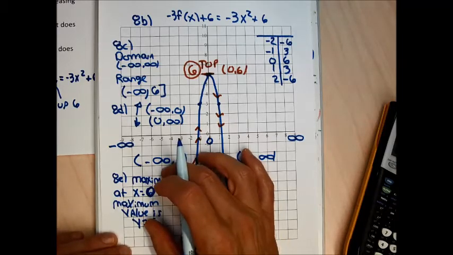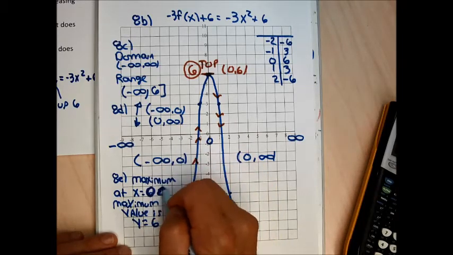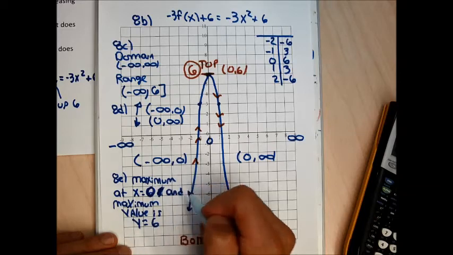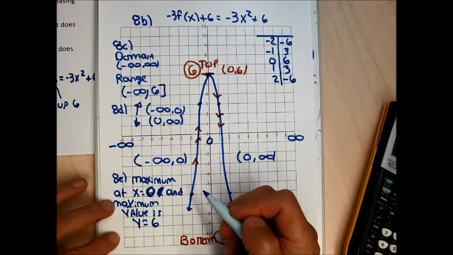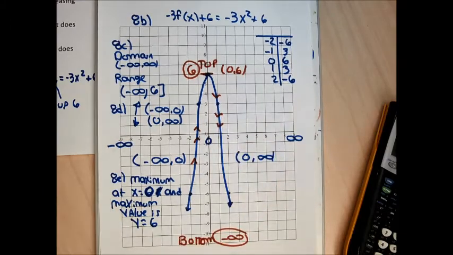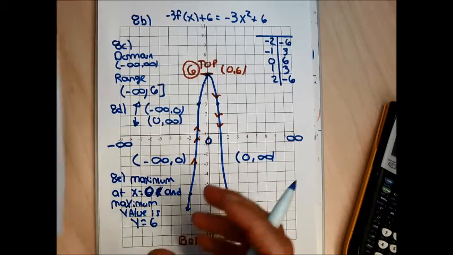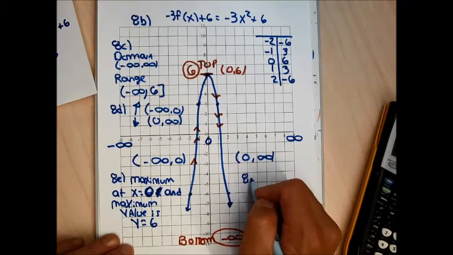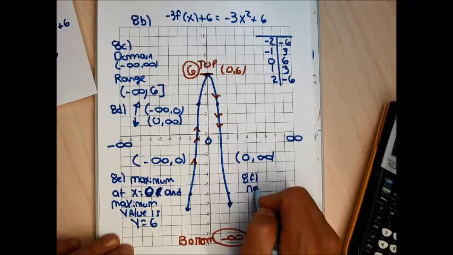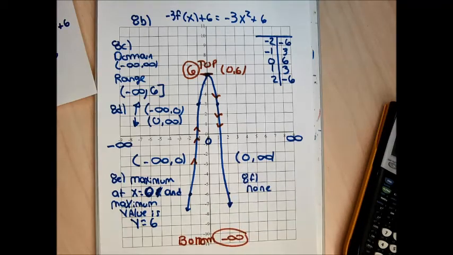So if there's a maximum or minimum point, you need to separate the x and the y, and the value, the maximum or minimum value, is the y coordinate of that point. For part F, this doesn't have a minimum point because the vertex is at the top and it doesn't have any other turning points. So for 8F, there's no minimum point, so I'm just going to write none.